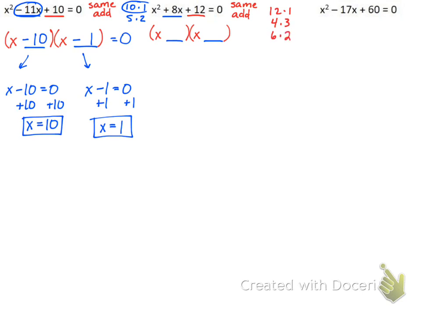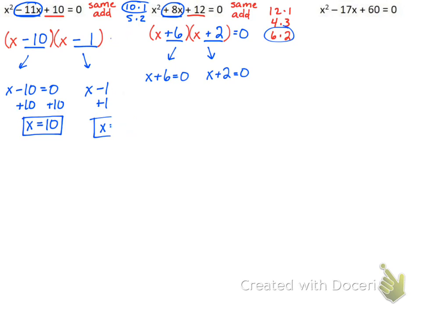6 and 2 are going to be the combination that adds together to get me 8. Circle that. And then again, I want them to add together to get me a positive 8x, so I want them both to be positive numbers. So I split it up into two separate equations, doing the arrow thing. X plus 6 is equal to 0, and x plus 2 is equal to 0. So I can subtract the 6 in both my equations, get x is equal to negative 6. Oops, subtracted 2 in the second equation, my fault. And get x is equal to negative 2.